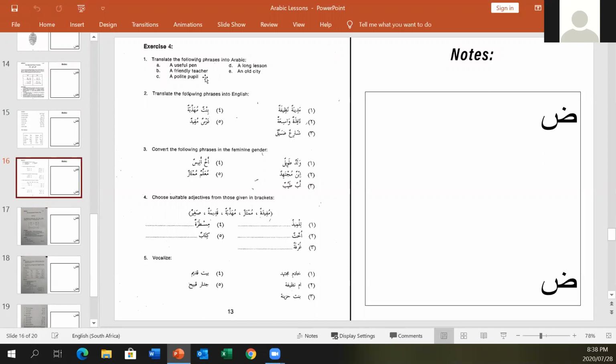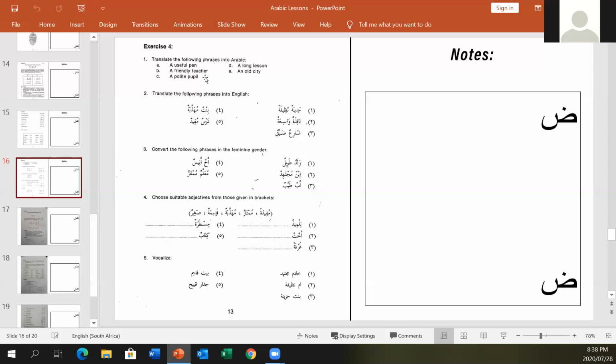Muallimun anisatun. Now, if you say muallimun, then remember friendly must also be masculine. If you're going to say muallimatun, then you can say anisatun, right? Muallimatun anisatun. But if you want to say a teacher and you refer to a male teacher, then it will be muallimun anisun.